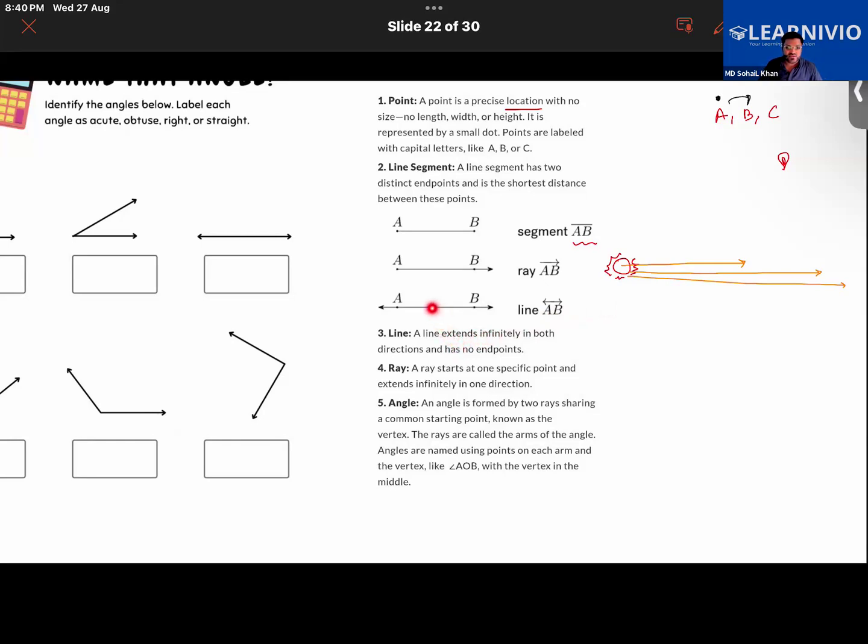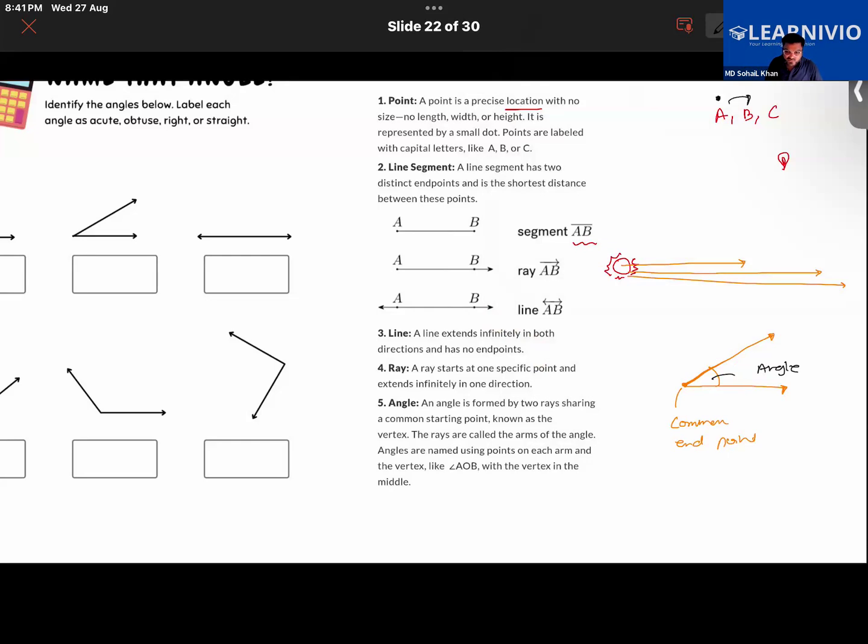A line extends in both directions infinitely. Then further, if two rays were to meet at one common point, what will it become? It will become an angle. Exactly, it will become an angle. When two rays meet, it means they have a common end point. So it makes up an angle, and that is an angle.